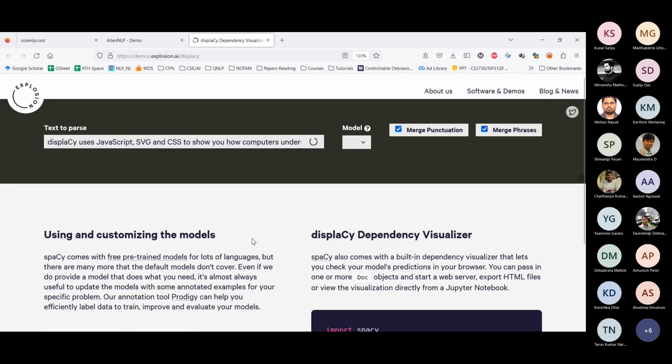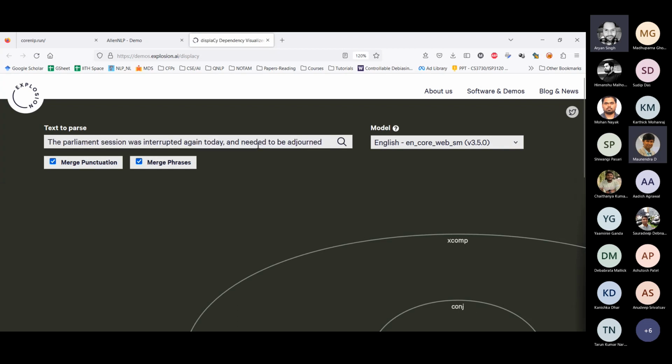Sir, why is interrupted the root? That's part of the main clause. What do you mean by main clause? So in English, the clausal structure is there, right? There will be a primary clause and there will be some subordinate clauses and so on. So the subject, and yeah, the parliament.